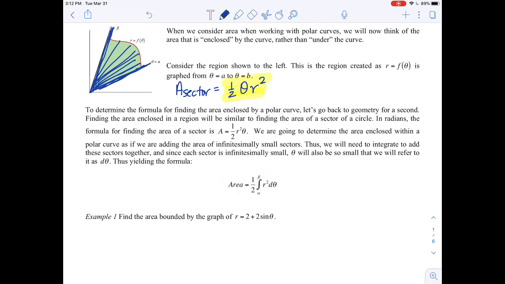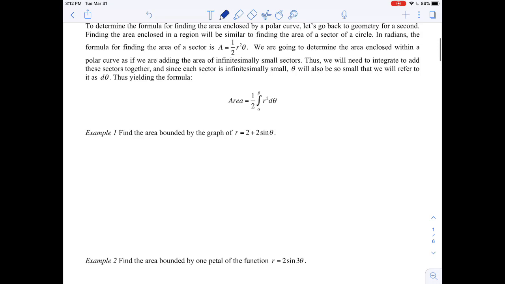Okay, so let me just erase that. Let's go ahead and take a look at example number 1. I would encourage you to take your graphing calculator or pull out Desmos and actually graph what this function looks like.